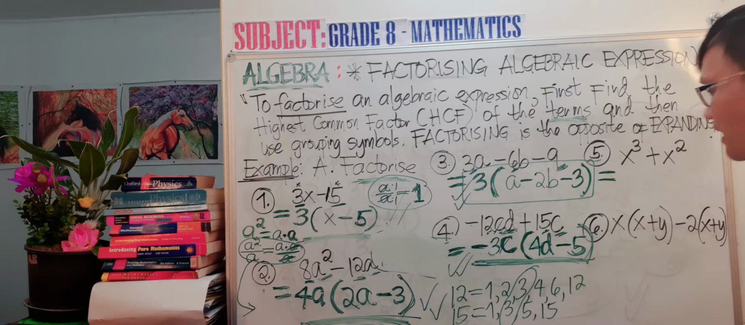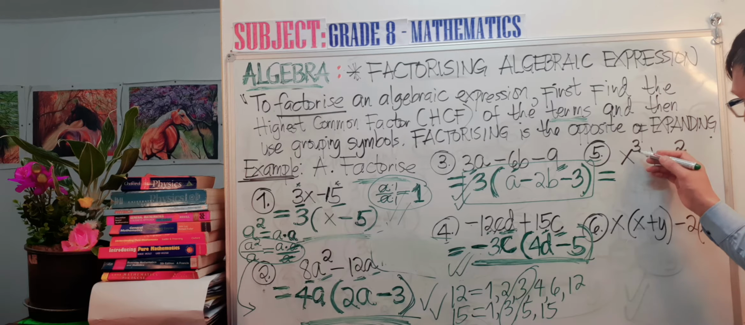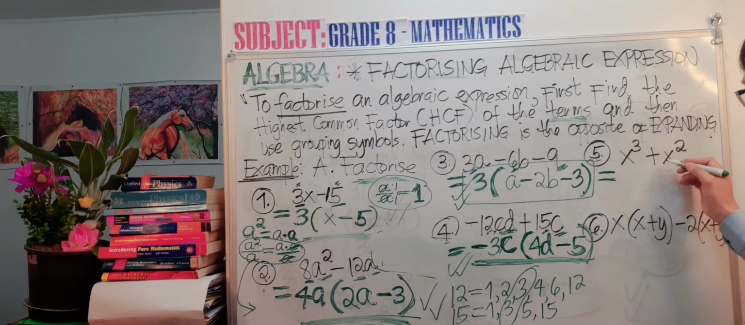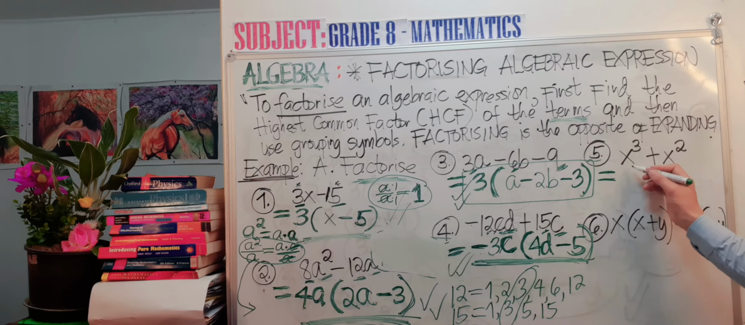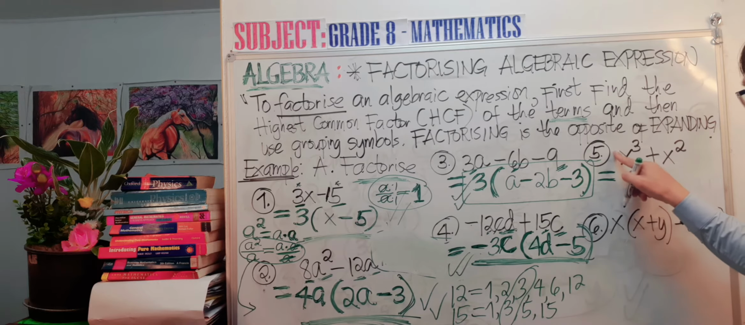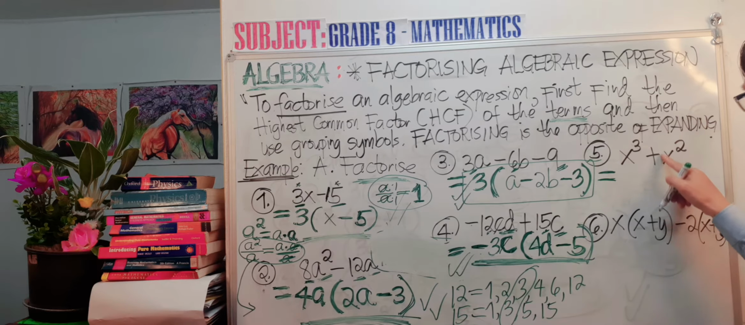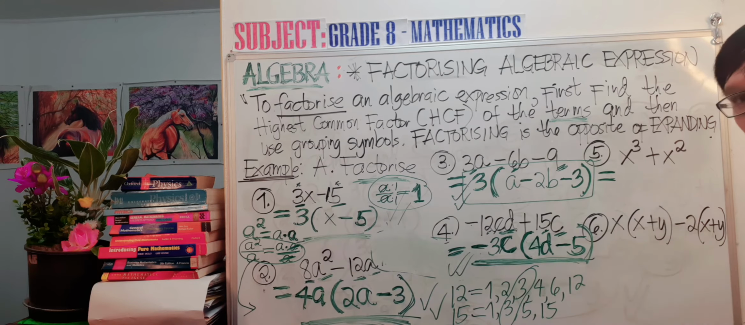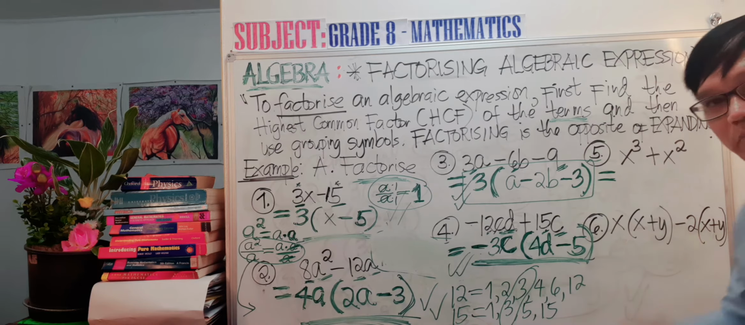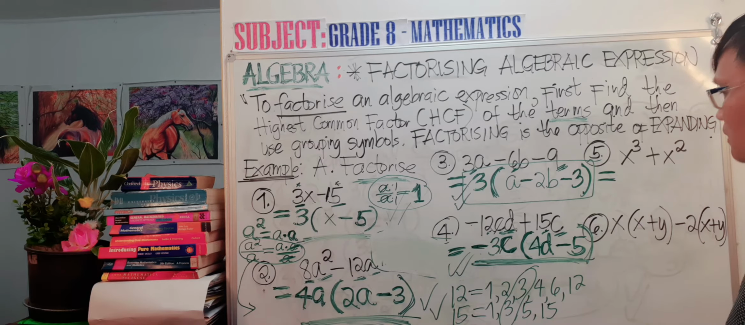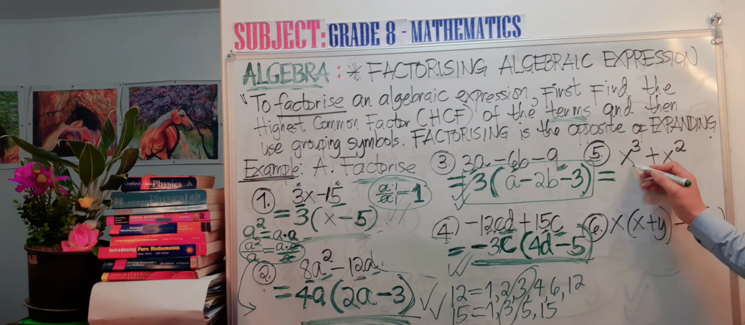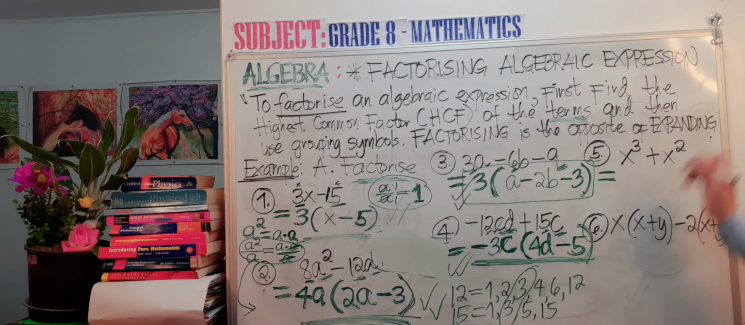Factorize x to the power of 3, or x cubed, plus x squared. Okay. So we have this one, the numerical coefficient of it is 1. This one also, the numerical coefficient is also 1. So we don't have to bother now about the numerical coefficient. We just have to check on the literal coefficient, x cubed and x squared.